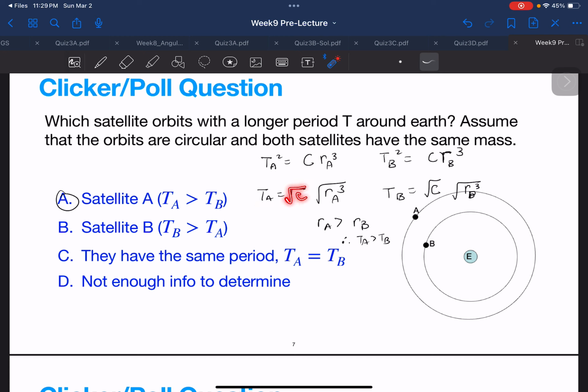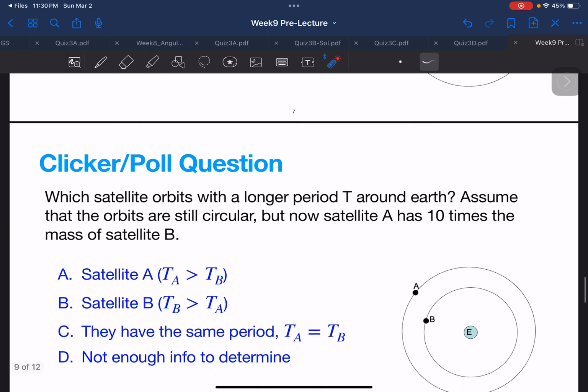Well, this constant in front is the same for both. And then square root of RA cubed divided by square root of RB cubed. Well, we see that RA is bigger than RB. If RA is bigger, then its cube square-rooted will also be bigger. So we see that TA is greater than TB.